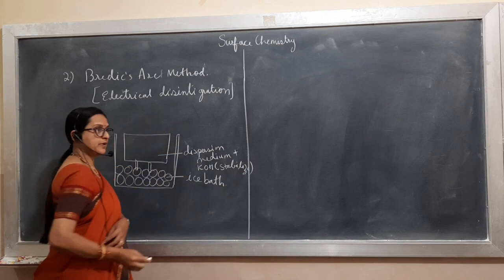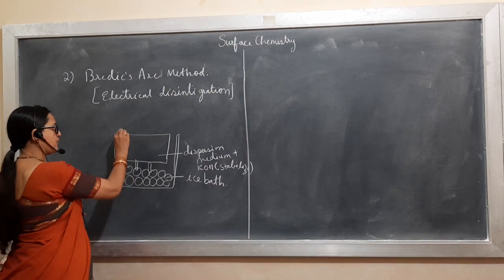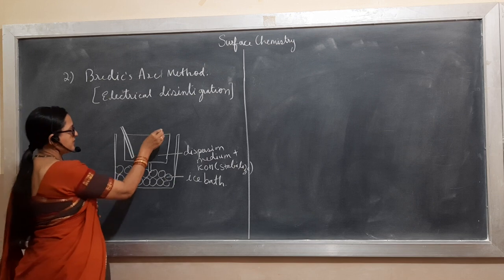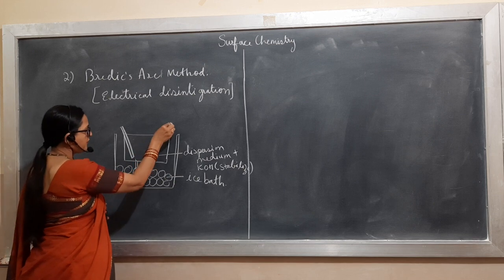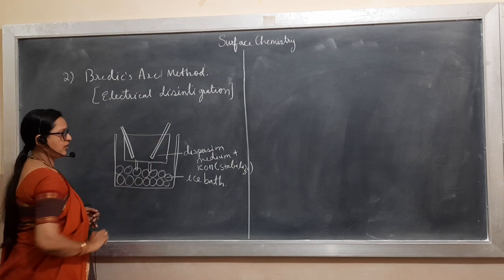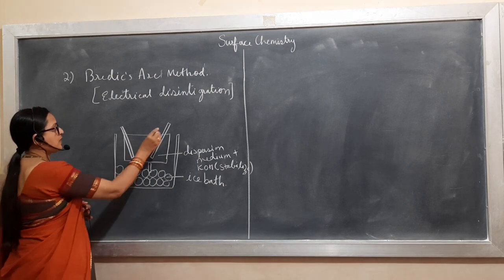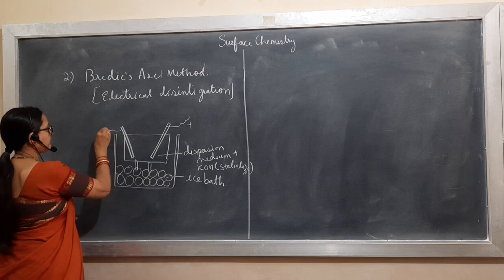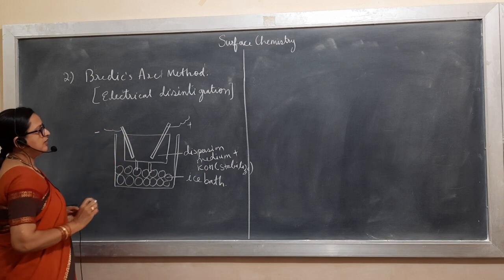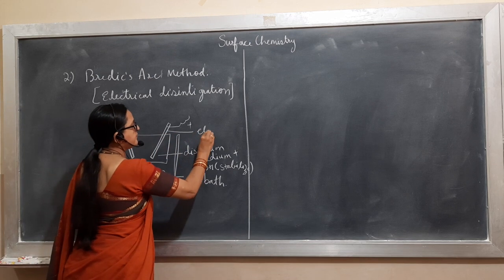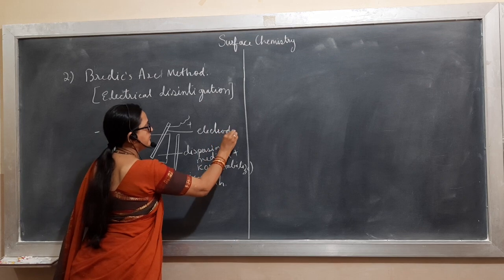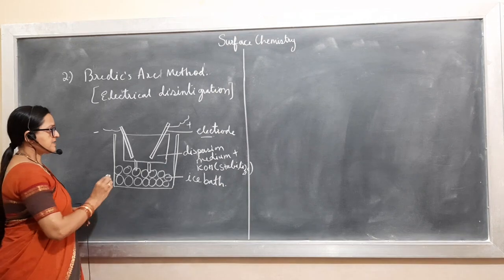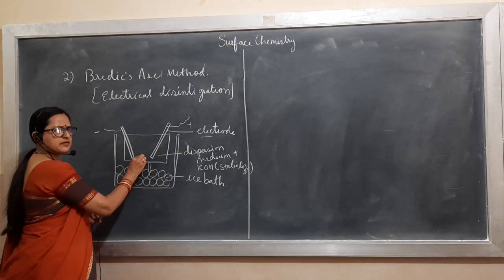If I want to prepare gold sol, I require an electrode made up of gold. This is having some impurity. This metal is to be converted into sol now. So these two electrodes are kept, which are connected to a battery. So these are electrodes. What is done here is a high arc is passed here.